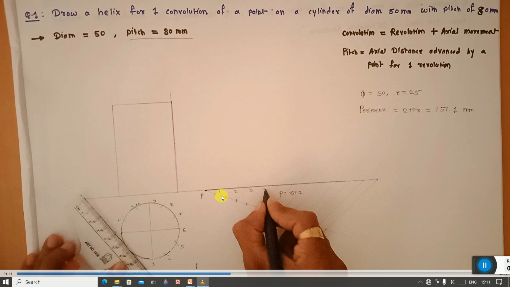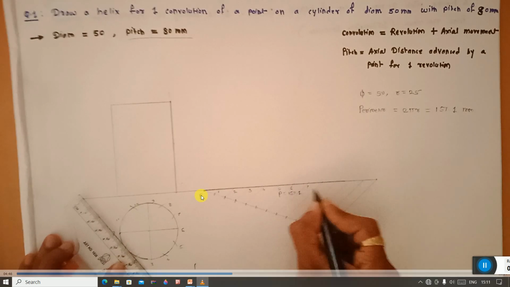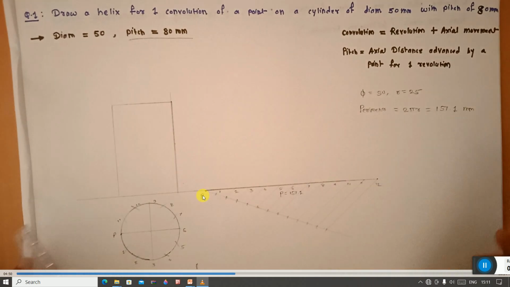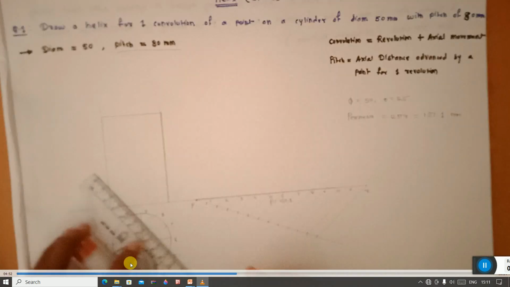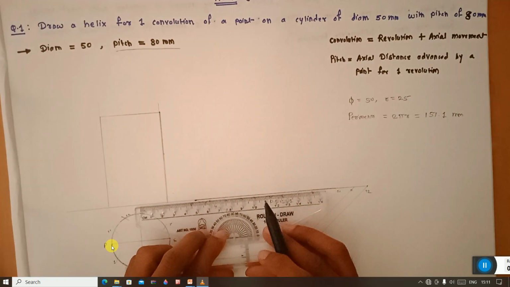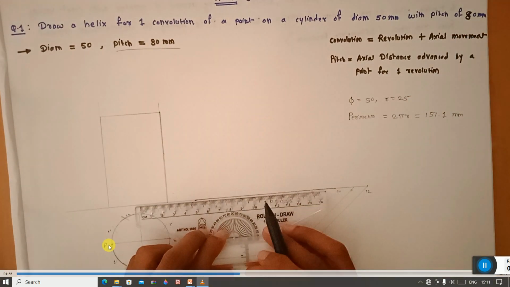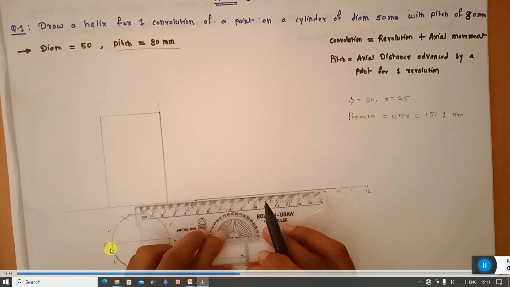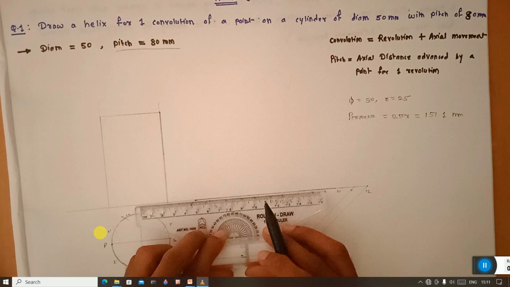Now name these parts starting from P. P is the initial position of the point which is moving on the surface of the cylinder. Here I have selected the P point on the extreme left side. Okay. So from this position the point will start its rotation in the anti-clockwise direction, and then it will complete one revolution or one convolution.